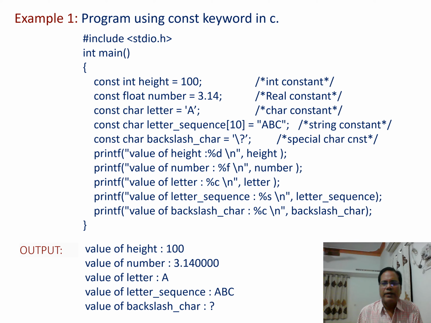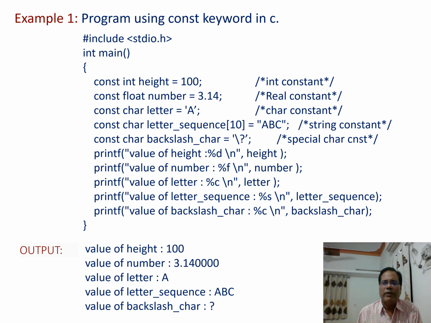The value of height, that is 100, gets printed using the first printf statement. Then using the second printf, the value of number, that is 3.14. But while defining and declaring the float constant number we wrote 3.14. When we print a float number, the default number of digits after the decimal point is 6. So here we have only 2 digits, and the remaining 4 digits are filled with zeros.